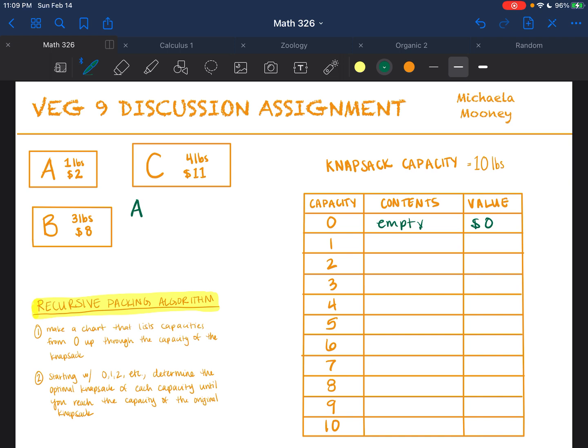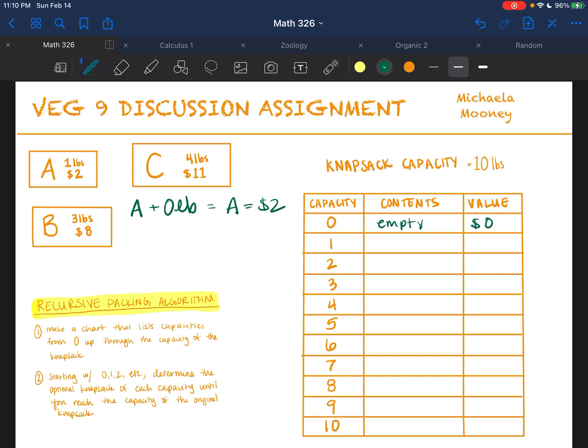We go through each letter. So we would start with A, and if our knapsack can hold 1 pound and we add 1 pound, that means we would, oh, sorry, I need my pen. That means we would add the optimal capacity of 0 pounds, because that's how much we would have left over, right? And then 0 pounds has nothing added to it, so it would just be A, and that equals $2.